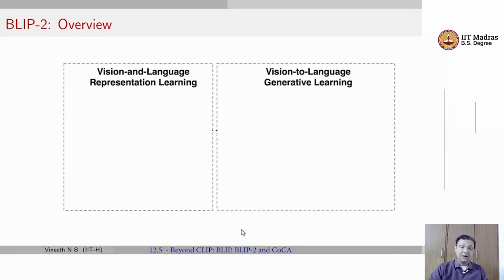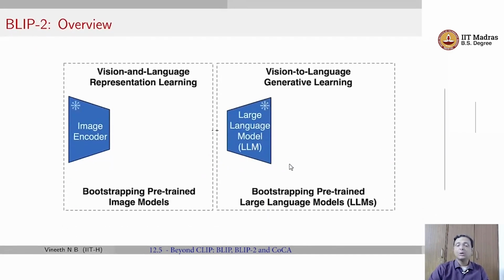They have two parts in their overall pipeline. One is vision and language representation learning. This is the part that actually tries to use the frozen backbones and finds a way to get the representations aligned. And a second module is the vision-language generative learning, which generates the text.